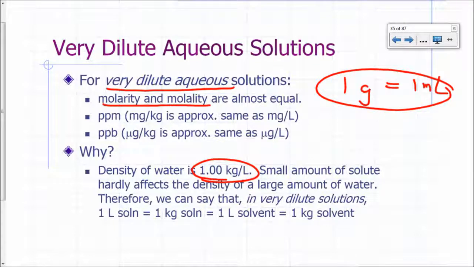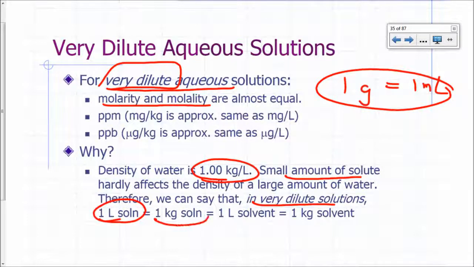So if you have a small amount of solute, remember if you have very dilute solutions, you have a very small amount of solute compared to the amount of water, so it will hardly affect the density of the water. So in very dilute solutions, we say then that 1 liter of solution will essentially weigh 1 kilogram. And that will be pretty much 1 liter of solvent and 1 kilogram of solvent. We're saying that if you're dealing with very dilute solutions, the total mass and the total volume is essentially that of the solvent. So you don't care whether you're dealing with solvent or solution.